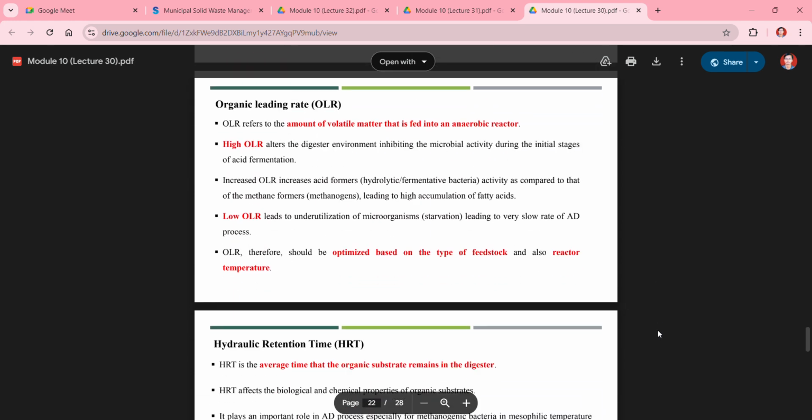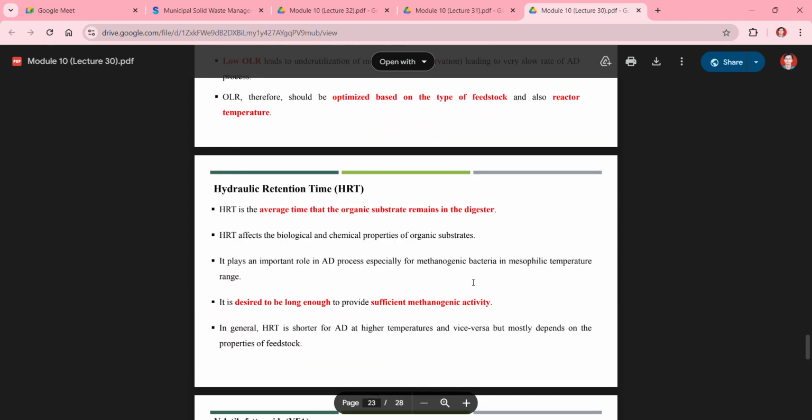Then the next factor is organic loading rate. It is defined as the amount of volatile material that is fed into an anaerobic reactor. High OLR alters the digester environment, inhibiting the microbial activity during the initial stages of acid fermentation. Then increase OLR, increase acid formers. Okay, so we have to maintain the optimum value of the organic loading rate. OLR therefore should be optimized based on the type of feedstocks and also the reactor temperature.